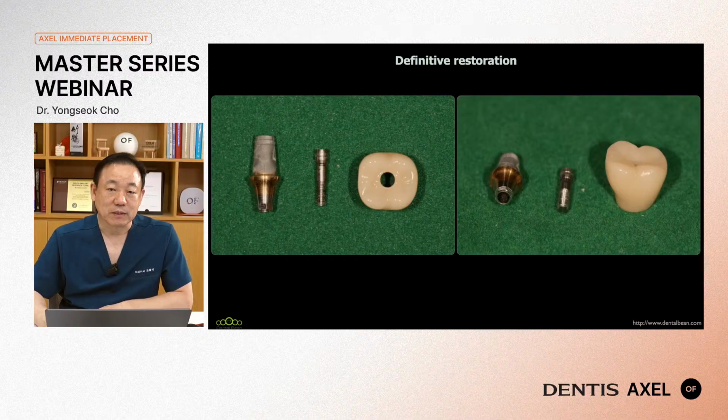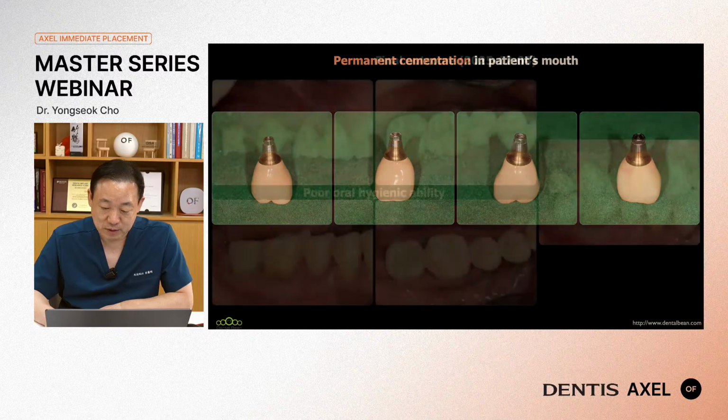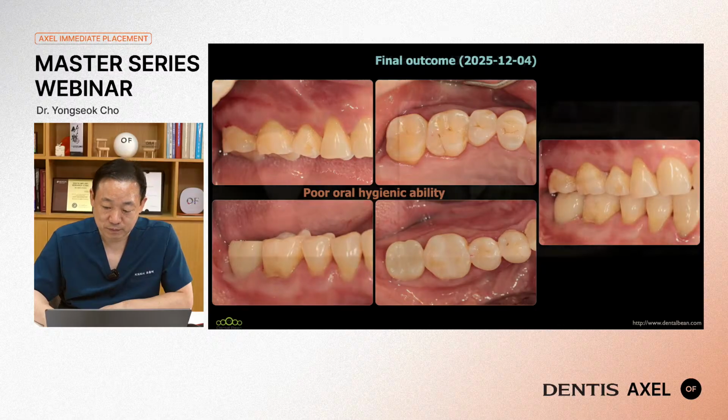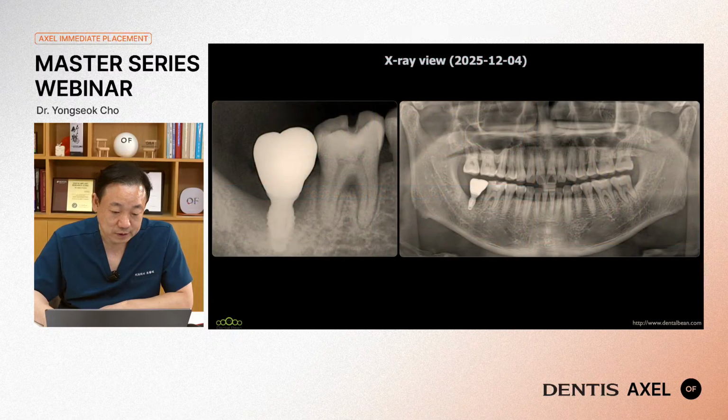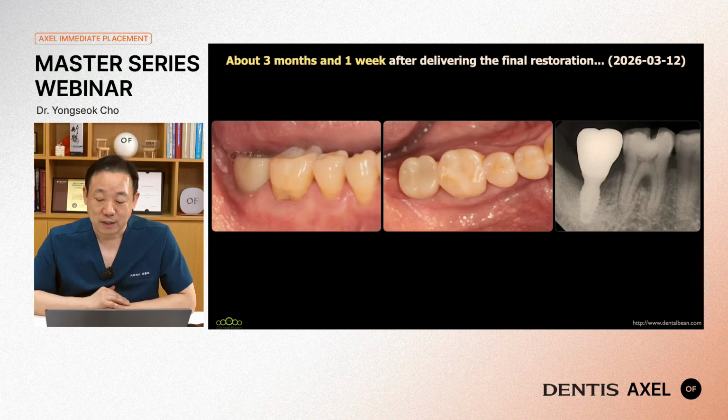This is the stock abutment with the zirconia crown. It was cemented in the patient's mouth and the crown was finished. Three months later, a follow-up clinical photo and radiograph image were taken.